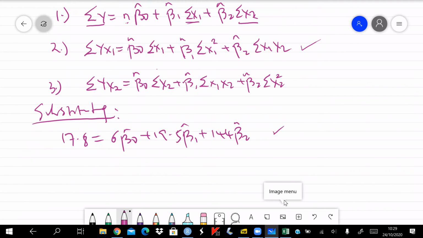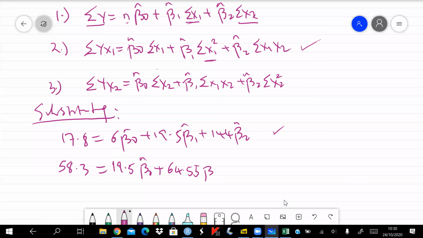So that's our first normal equation. And the second normal equation will be summation of y times x1, and we saw from the other side, this is 58.3, is equal to 19.5 beta naught plus x1 squared, which is 64.55 beta 1 estimate, plus x1 times x2, which gives us 469.7 beta 2 estimate. So that's our second normal equation.